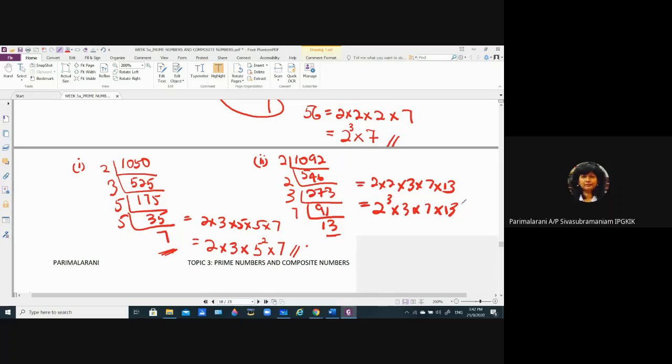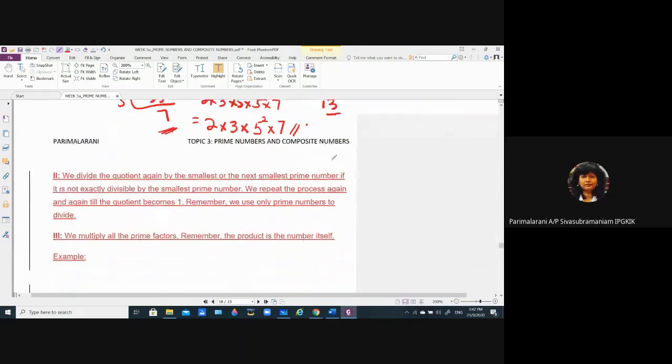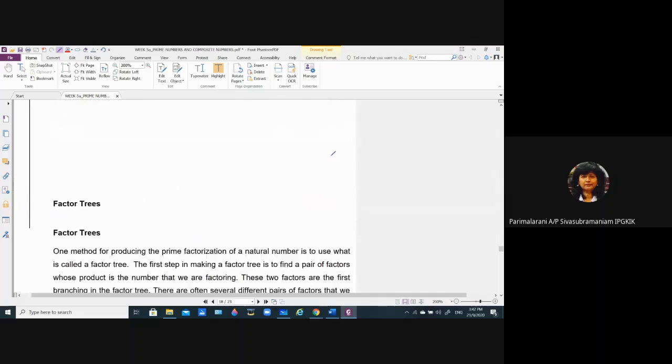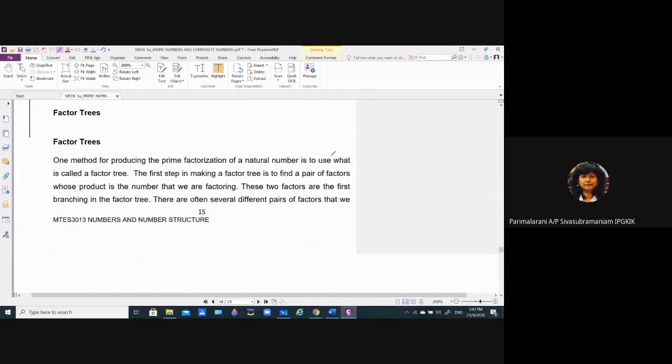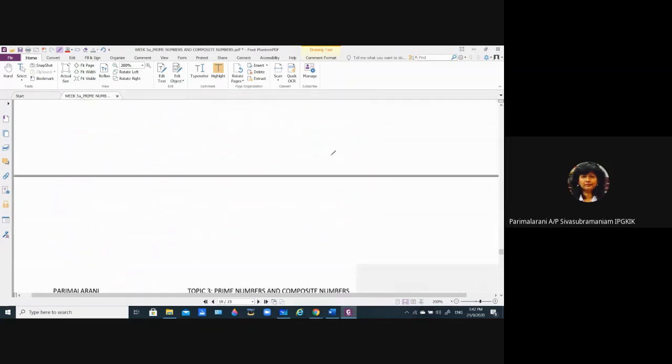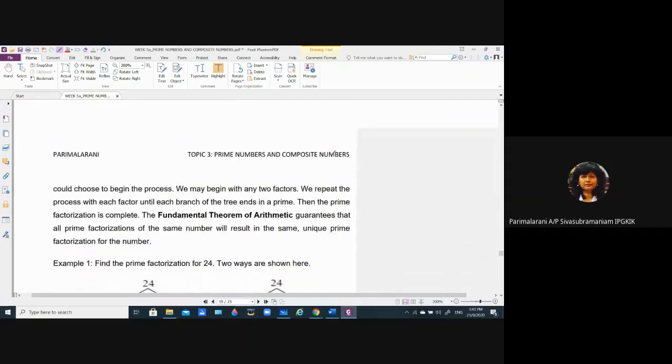So we have broken down the number into its prime factors. This is called prime factorization. This is the first method, long division. Now we're going on to the second method, that is factor trees. We're going to use a factor tree to find the prime factors.